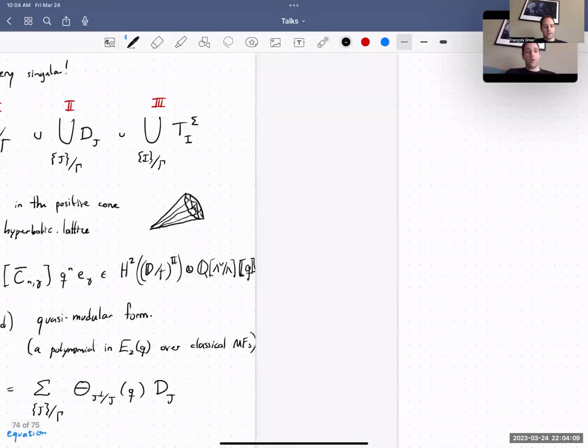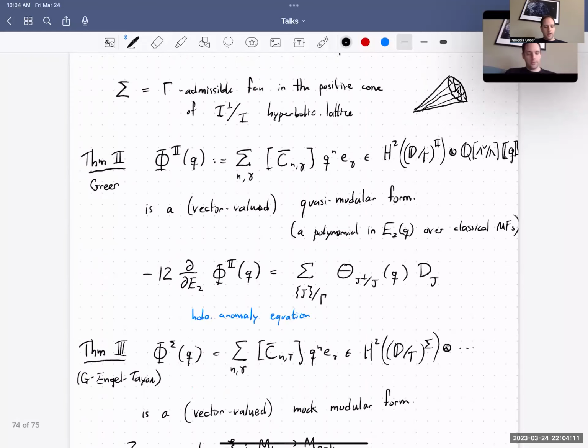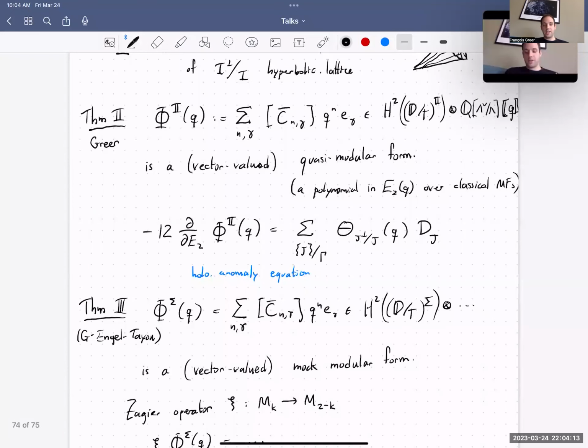But I should say that the type 2 partial compactification is independent of the choice of fan. So if you like, theorem 2 is completely canonical. There's no choice there. But in theorem 3, when you have the cuspidal boundary, that actually does depend.